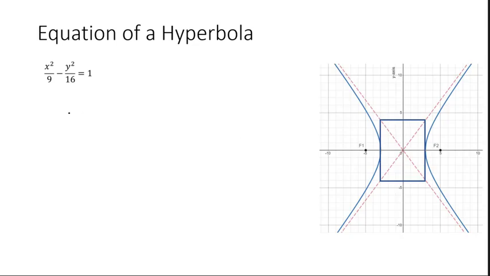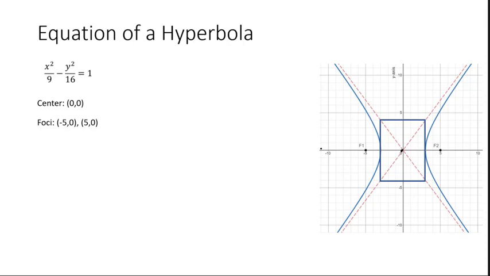All right, so the center is going to be at 0, 0. For all these hyperbolas, we're going to keep the center at 0, 0. So that's going to be this point right here. And we see the foci are at the points 5, 0 and negative 5, 0.